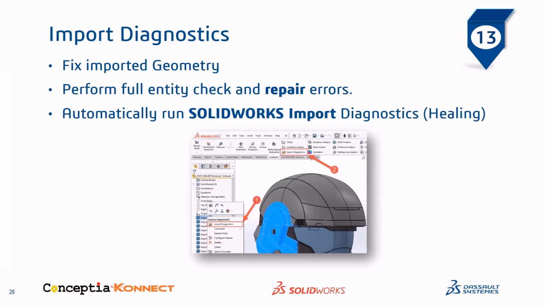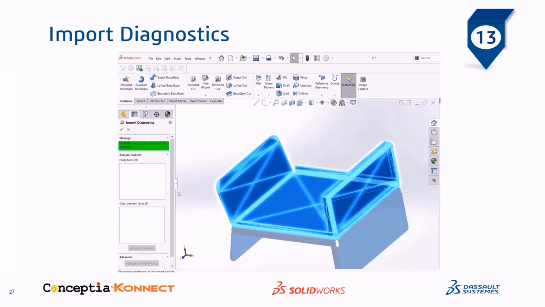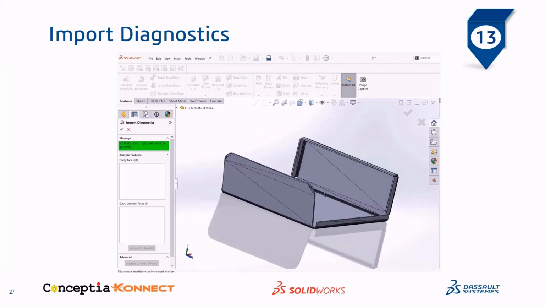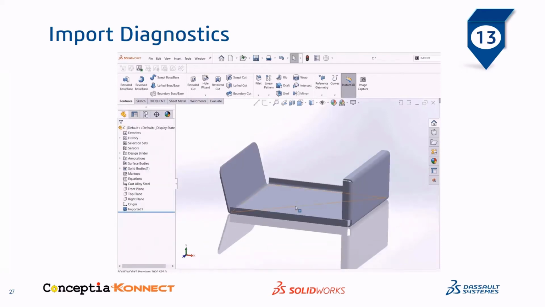Number 13. Import Diagnostics. Fix your imported geometry if it has any errors. It performs a full entity check, and if anything is found, select Attempt to Heal All Faces to resolve it. So this is an imported geometry. Right click, Import Diagnostics. Now we don't have any faulty faces. If we have any, select Attempt to Heal All Faces. Select OK to complete the operation.